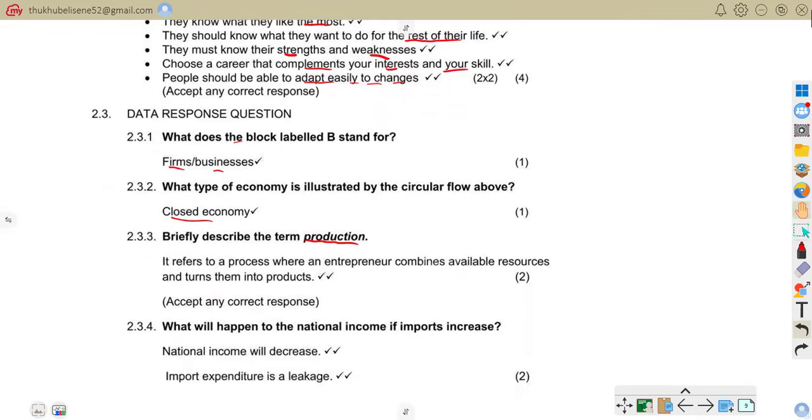As we can see here, it refers to a process where an entrepreneur combines all available resources and turns them into products. That is the process of using resources to create goods or services. For example, using flour, sugar, and labor to bake cakes. That's what we mean when we're talking about production. So now let us go to 2.3.4.